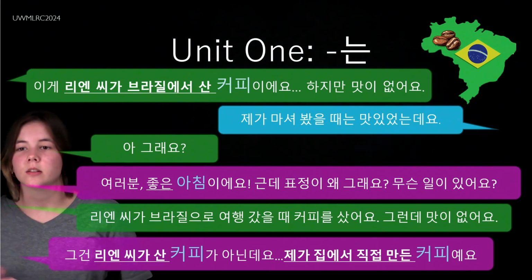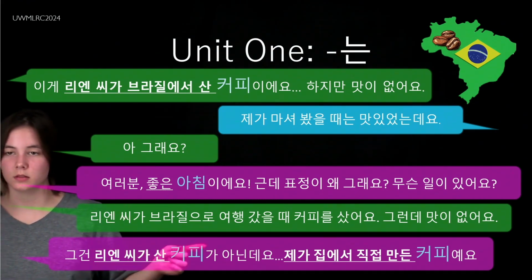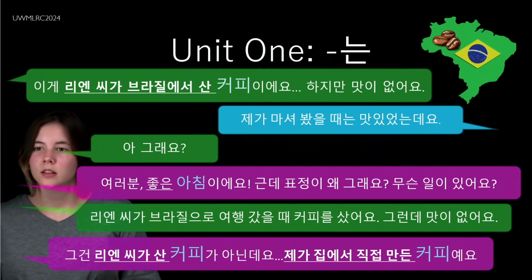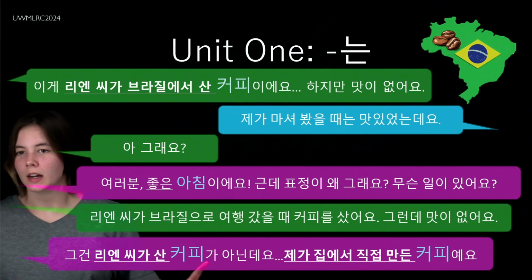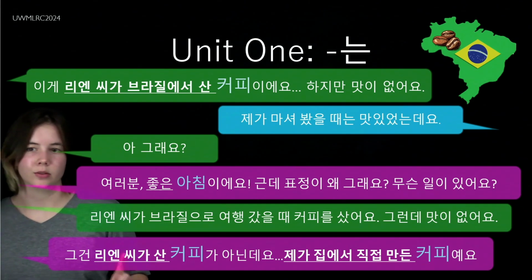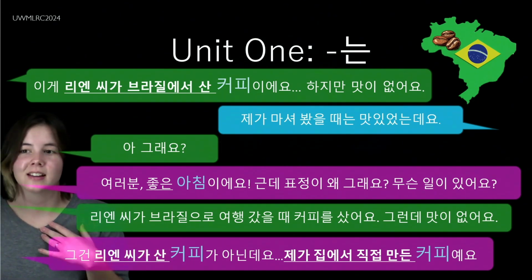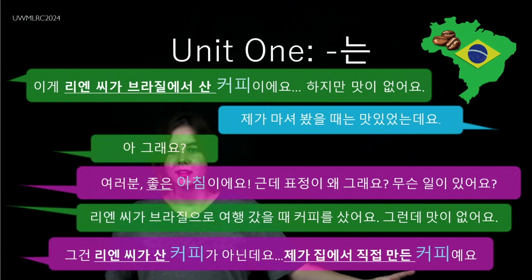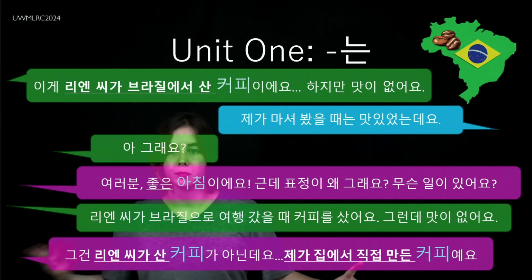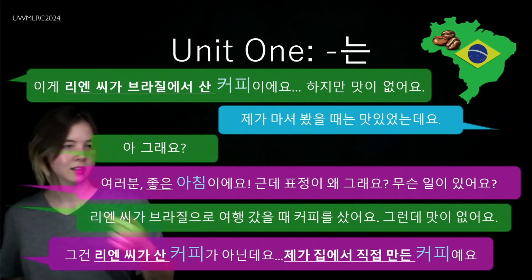리안 씨가 브라질으로 여행 갔을 때 커피를 샀어요. When Lian went to Brazil on a trip, she bought coffee. 그런데 맛이 없어요. But it doesn't taste good. 그건 리안 씨가 산 커피 아닌데요. That's not the coffee that Lian bought, though. 제가 집에서 직접 만든 커피예요. That's the coffee, noun, that I made myself, 직접, made yourself, made personally, at home. That's not Lian's coffee, that's my coffee.